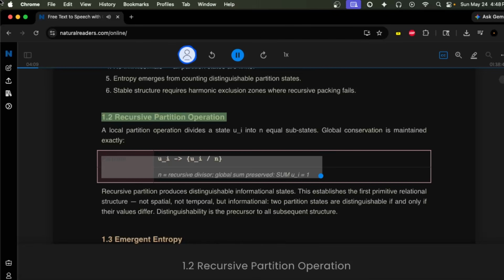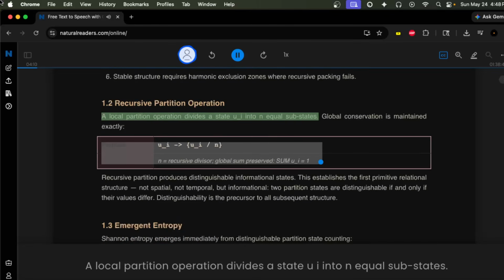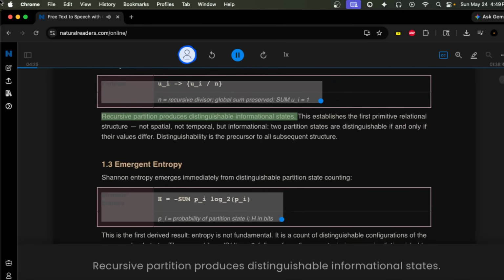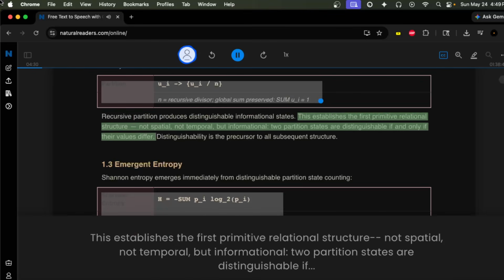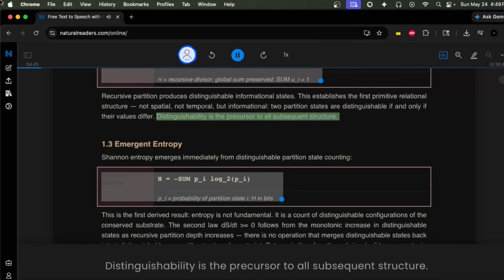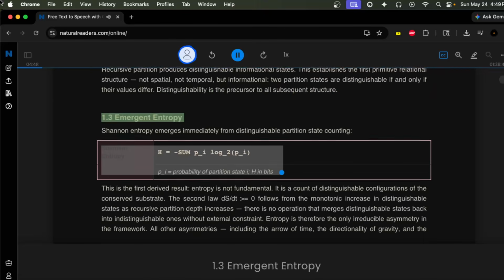1.2 Recursive partition operation. A local partition operation divides a state UI into n equal substates. Global conservation is maintained exactly. Recursive partition produces distinguishable informational states. This establishes the first primitive relational structure, not spatial, not temporal, but informational. 2 partition states are distinguishable if and only if their values differ. Distinguishability is the precursor to all subsequent structure.